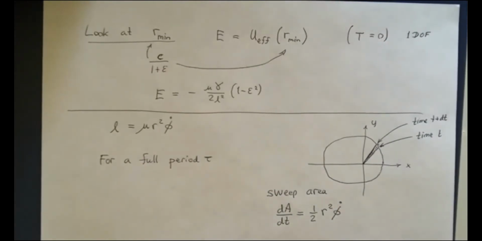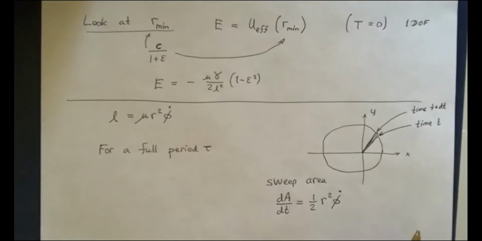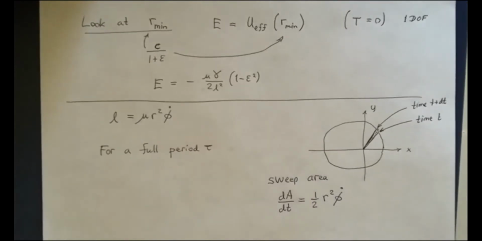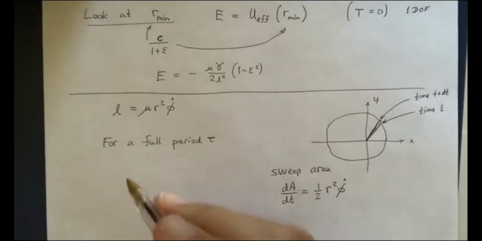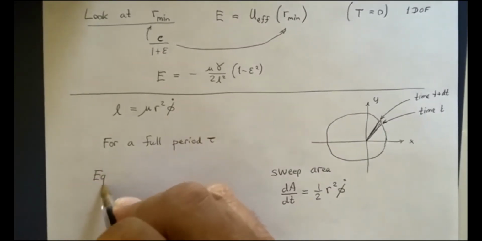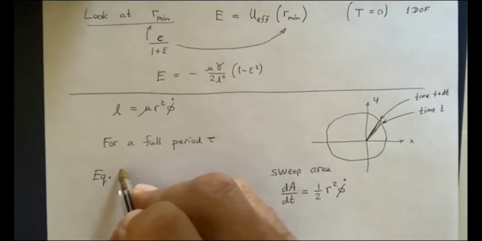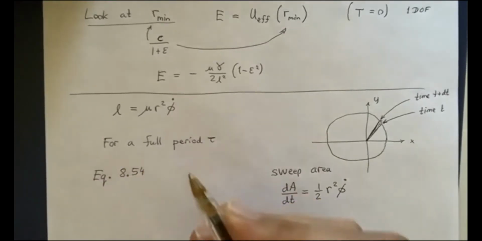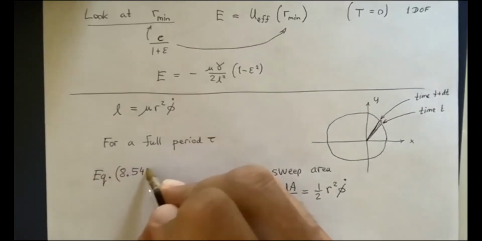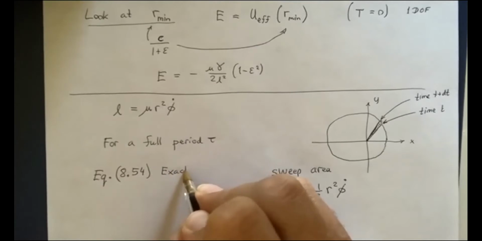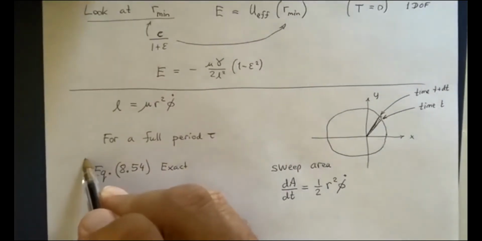We have a statement here that this is the rate at which we sweep out area, and you see, we get it from these fundamental constants. So we have a very clear statement about the rate at which we sweep out area, and we know the total area of the ellipse. And the upshot is Kepler's third law. Now let's talk about the two formulas. We have equation 8.54, and this is exact. Let's understand why this is exact.